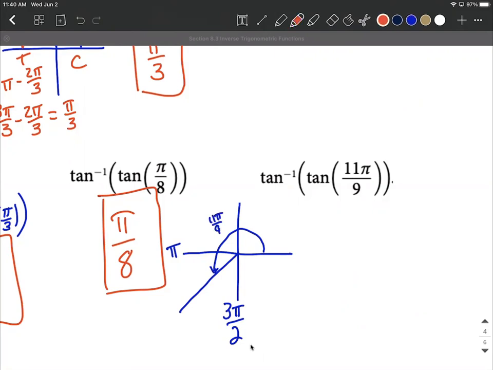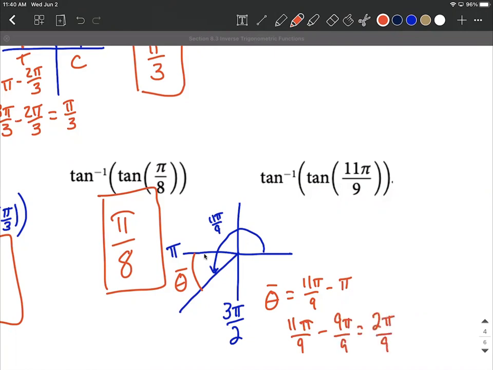And computing this reference angle, draw it to the x-axis. That reference angle is going to be computed as 11 pi over 9 minus pi, right? The smaller of these two sides is just going around pi. So really that's 11 pi over 9 minus 9 pi over 9, which is equal to 2 pi over 9. So what I'd like to do with my reference angle is go ahead and plug this in. So I'm looking at tangent inverse of tangent of 2 pi over 9.